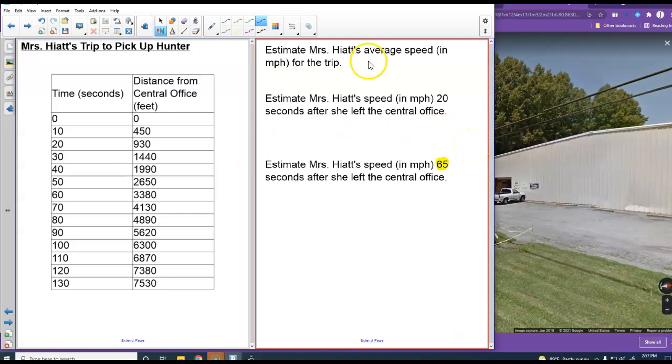So let's estimate my speed for the whole trip. If I want to know my average speed for the whole trip, I just need distance divided by time, right? So my distance, I started off at 0, went to 7,530. And this is feet. And that took me 130 seconds. I want to know this in miles per hour.